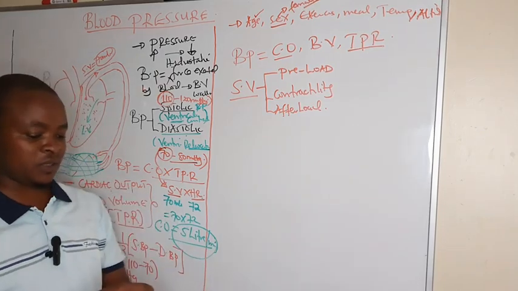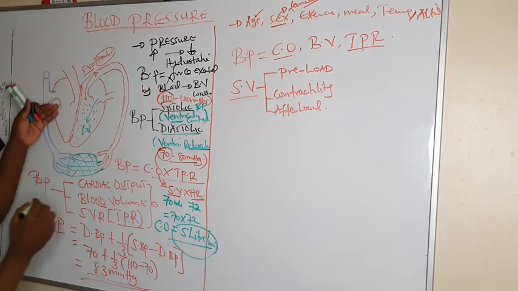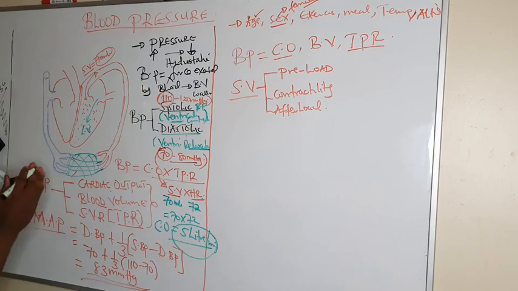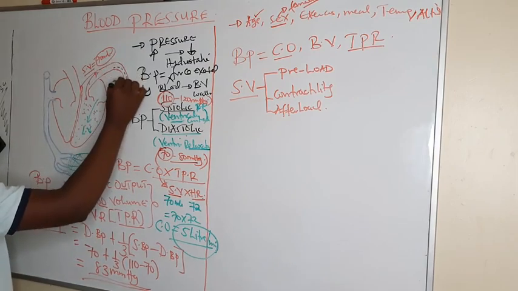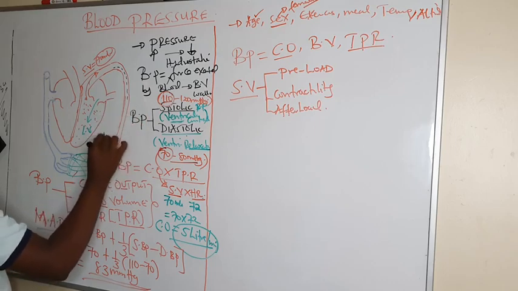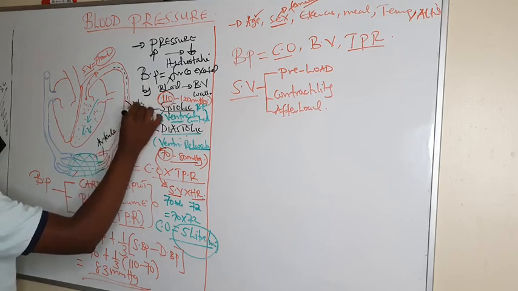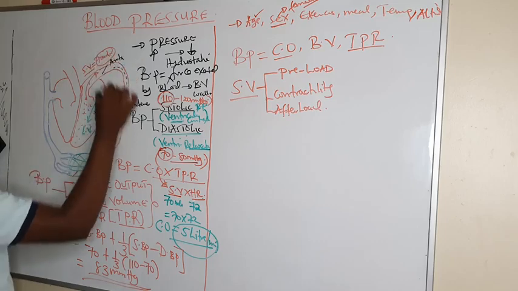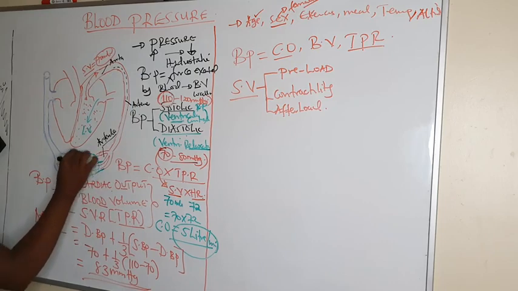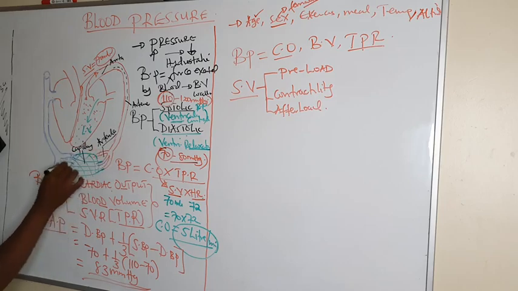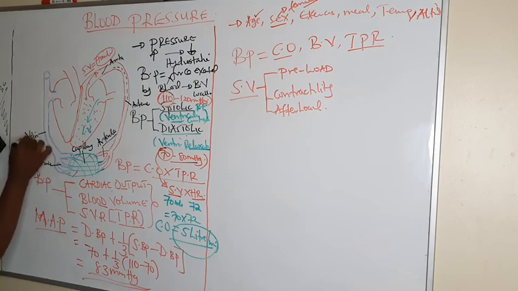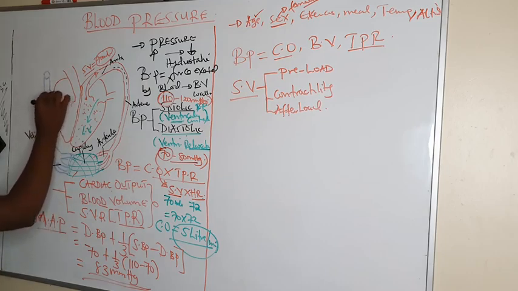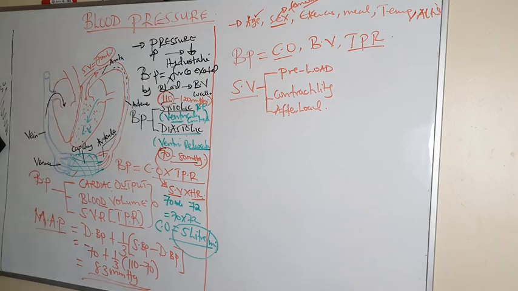What determines it is the preload. Preload is the stretchability of the ventricles during relaxation. As blood is pumped, it moves via the arteries, then into arterioles. This is the aorta. From the aorta, it joins arteries, then into arterioles, which reach the capillary bed. Then it comes via the venules, then to the veins, whereby we have the inferior vena cava and the superior vena cava. Then it enters the vena cava, comes back and fills the ventricles during relaxation.